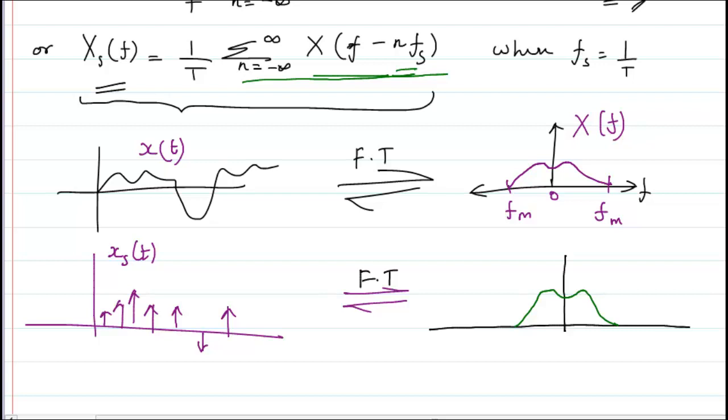Okay, so suppose n is equal to 0. In this case, I will get X(f) only, isn't it? Whereas if I take n is equal to 1, I will get X(f − fs). If I take n is equal to −1, then I will get X(f + fs). Then similarly, if I take n is equal to 2, I will get X(f − 2fs).